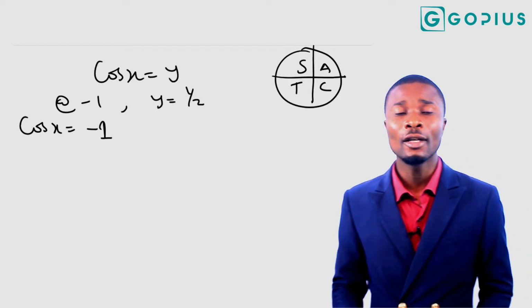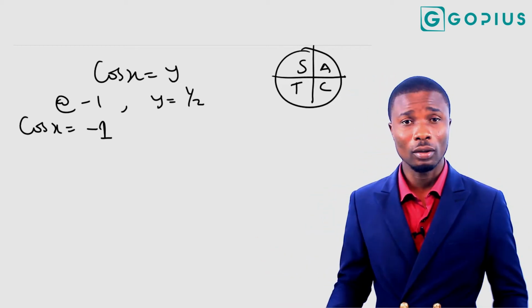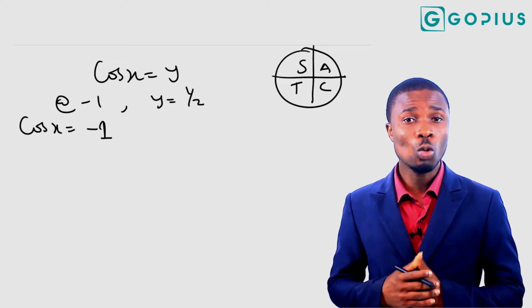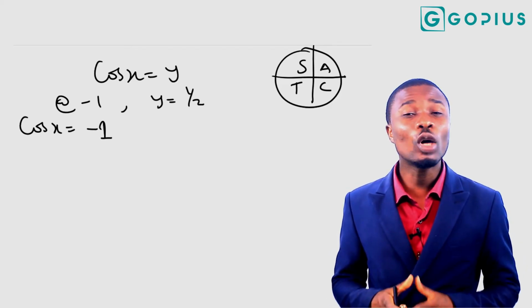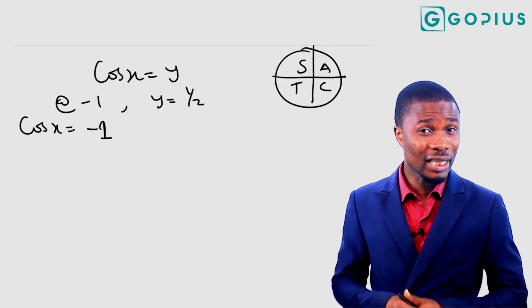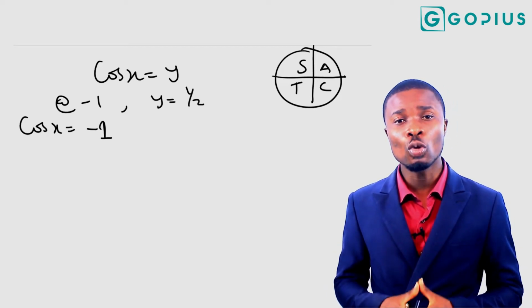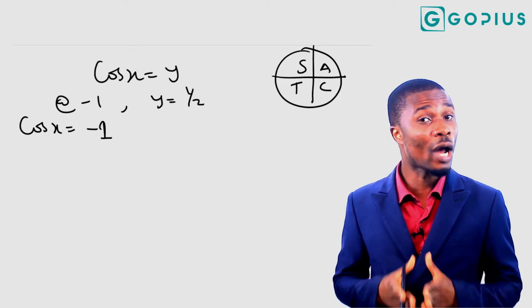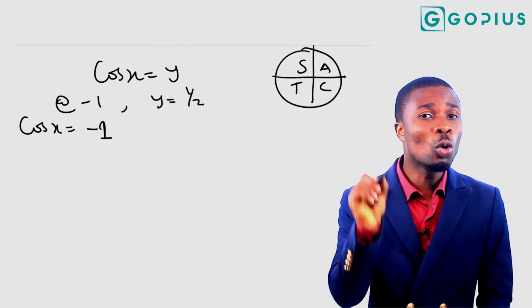We start by knowing the value of x that will give us 1. Now from the special angles we had, cos 0 gave us 1. In the second quadrant where the angle is 180 minus theta, what is going to be theta for me to have 0 at the end of the day, because cos 0 will give you 1.